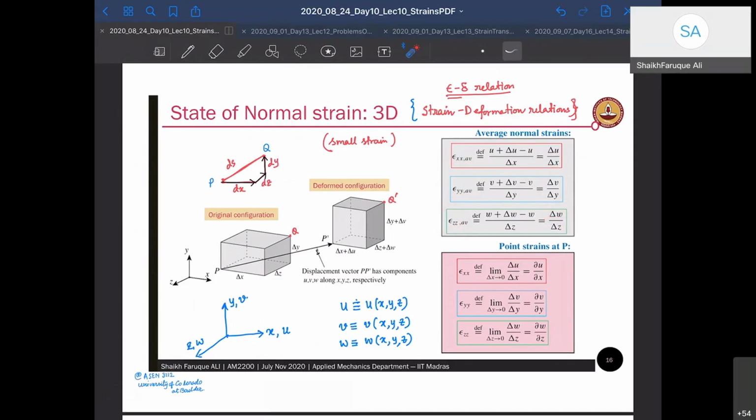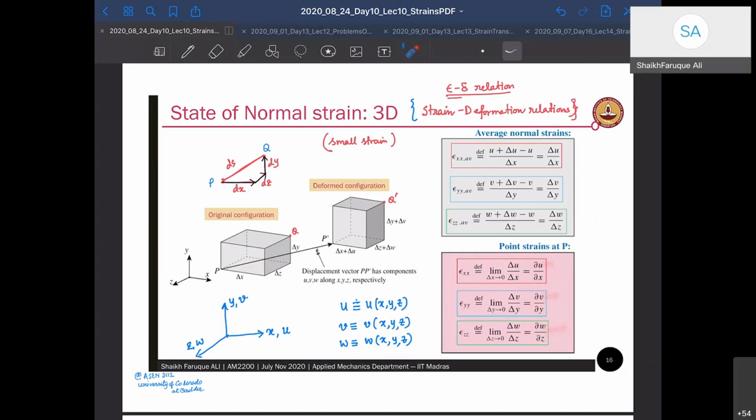So the deformation along the x direction is given by U, along the y direction by V, and along the z direction by W, whatever you want to call it. Here it is W. U is a function of xyz, V is a function of xyz, and W is also a function of xyz. Now, if you want to find point strain from the average strain, I have to put them to a limit. Remember that these are partial derivatives because U, V and W are each functions of xyz.